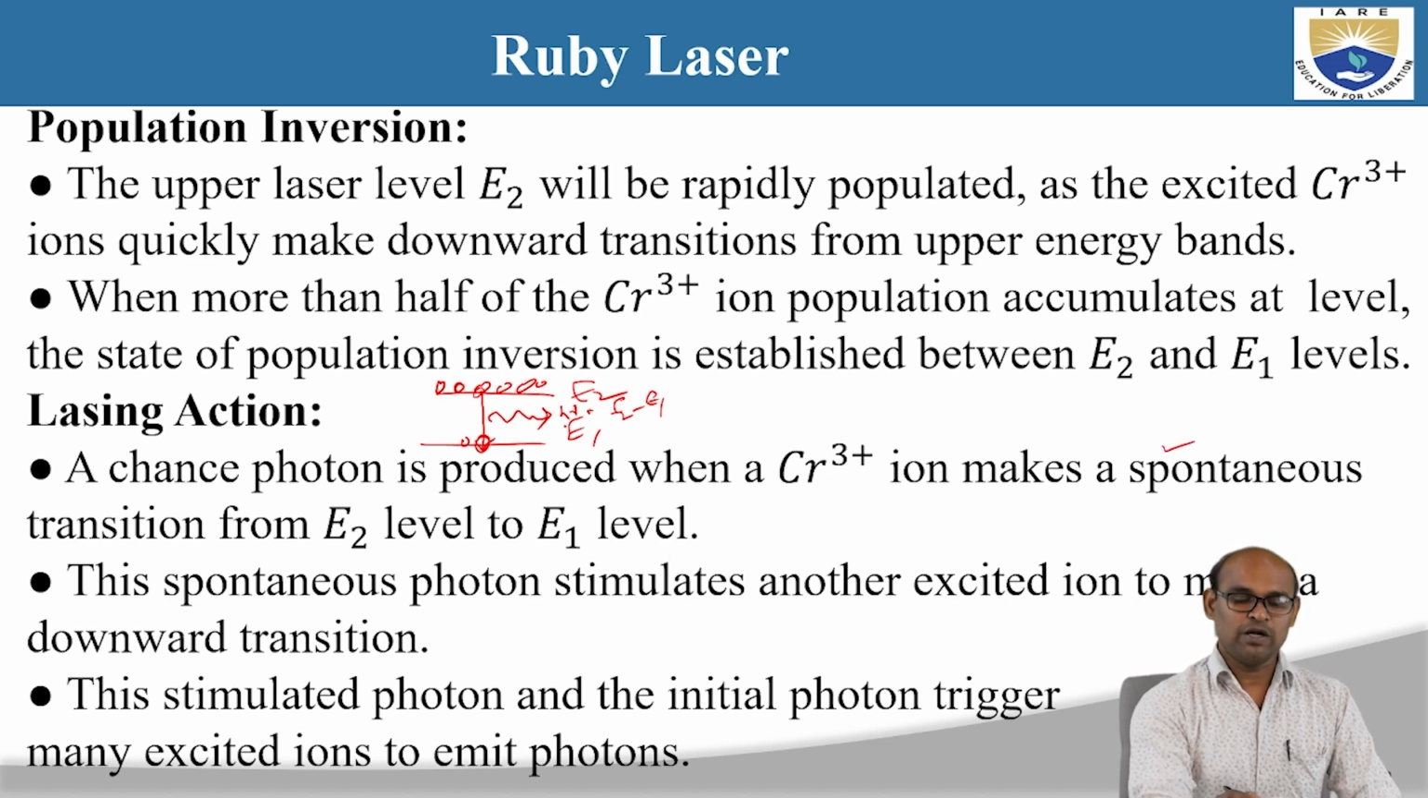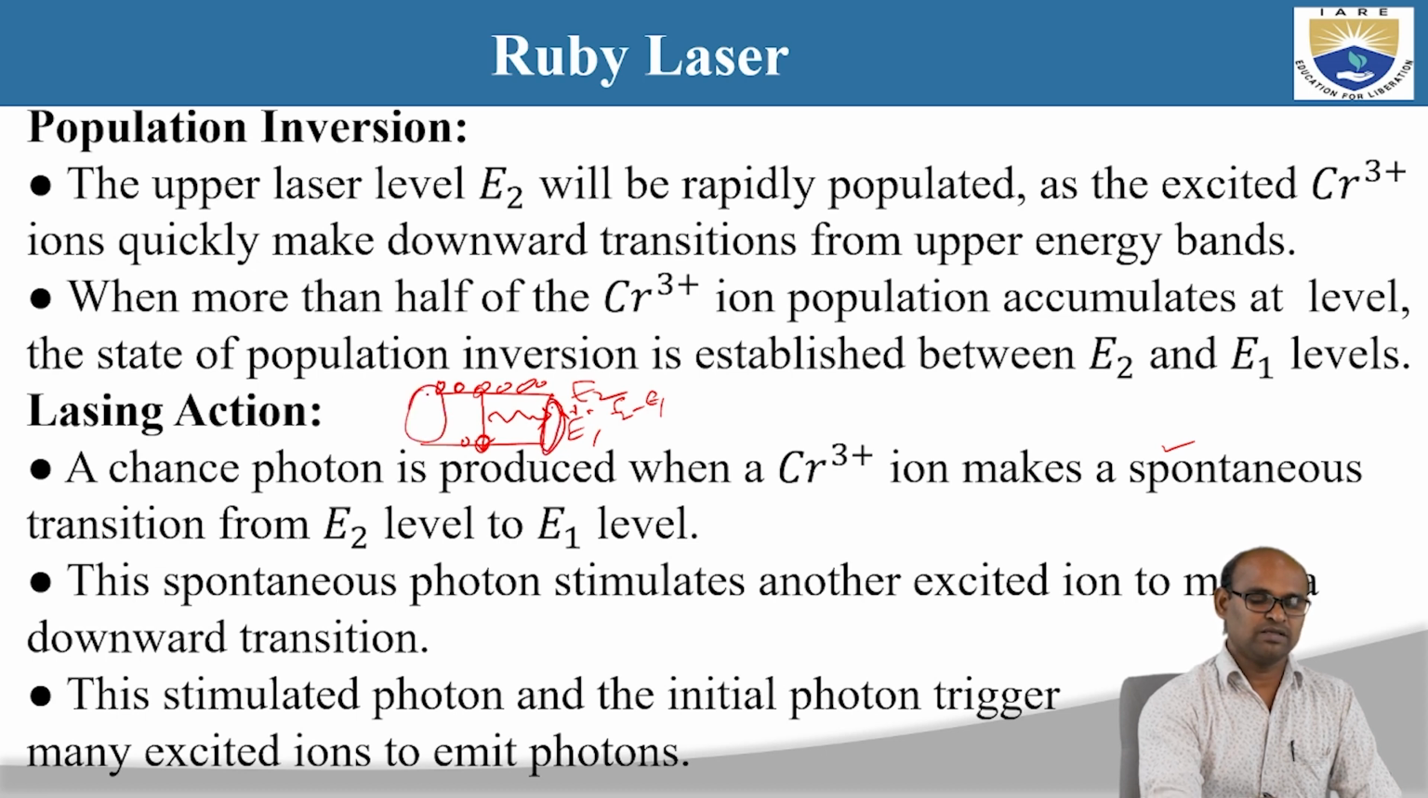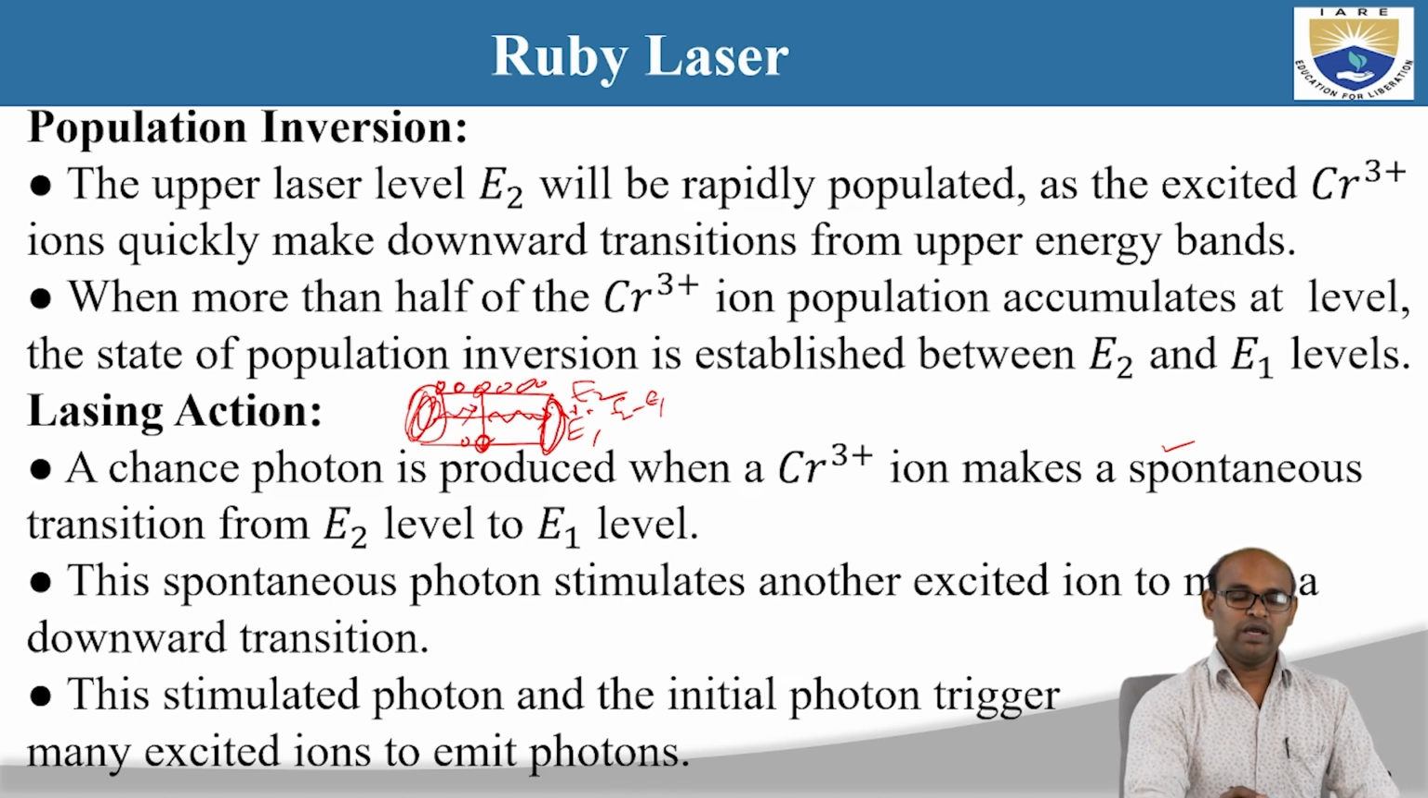Once there is spontaneous emission, we know this is a ruby rod and the ends are polished. The first end is a partially reflecting mirror, and the back end is a 100% reflecting mirror. Once this photon is emitted, the mirror is going to reflect it. The photon comes back, and when it reaches the end mirror, that also reflects it. So the photon emitted in spontaneous emission comes back as an input photon, and this spontaneous photon stimulates another excited ion to make a downward transition.